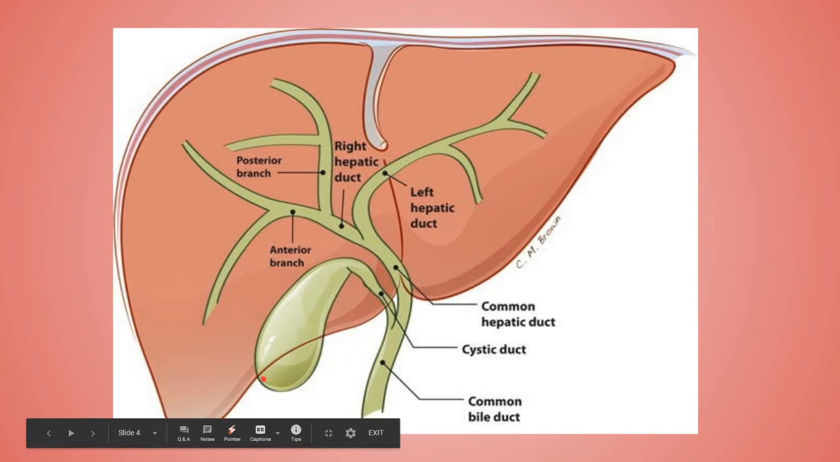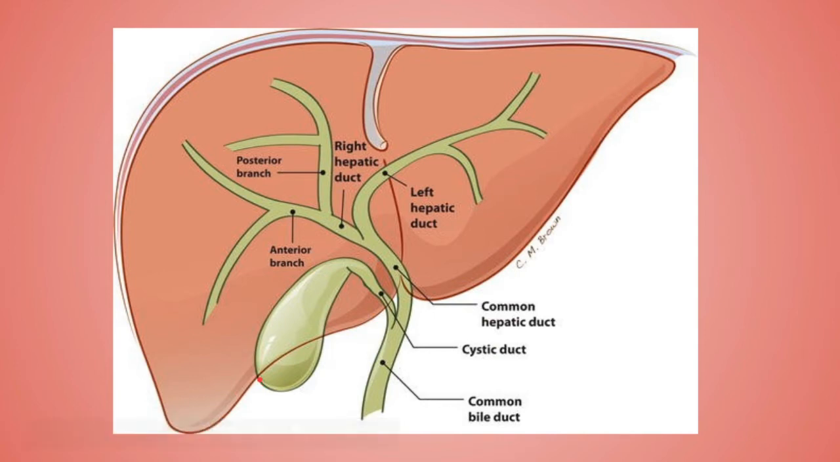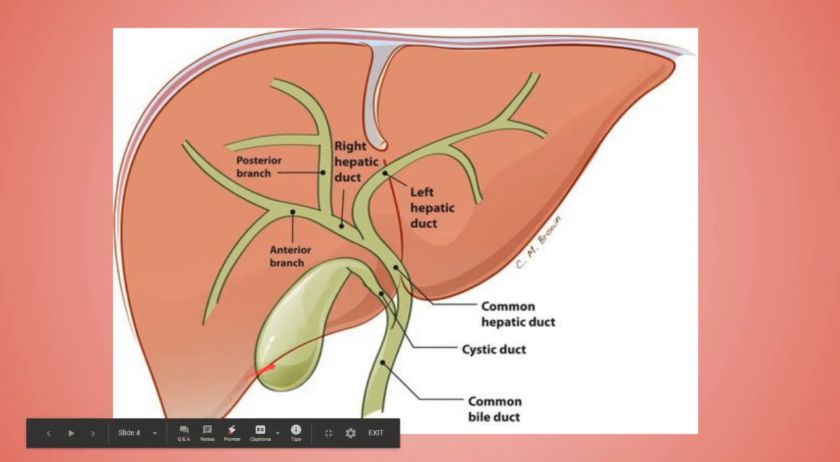Now as you can see over here, this is the fundus part of the gallbladder. The fundus is the part of the gallbladder that extends out from the inferior border of the liver. This is the inferior border of the liver. So this part extends outward from the inferior border of the liver.